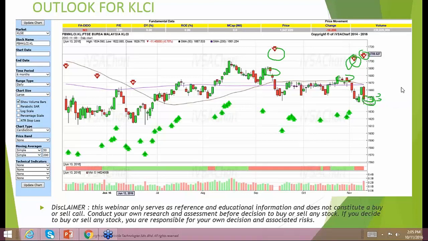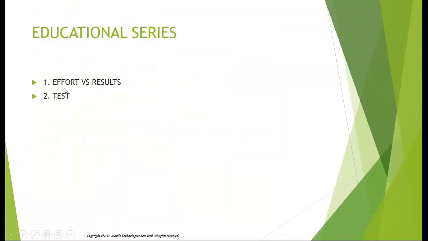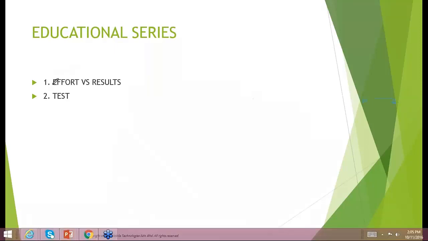Now, I have been talking about effort versus result last week, if you are following this webinar, and I want to continue my educational series. Last week I talked about effort versus result. We have looked into some of the charts as well. Today I want to talk about test. Now, test is one important key feature in iVSA. What is test, and why is it important to look at it in the chart?